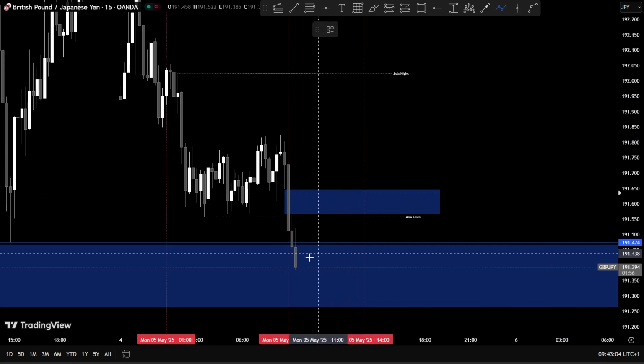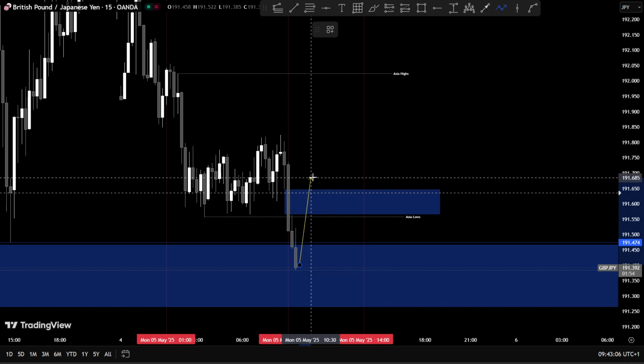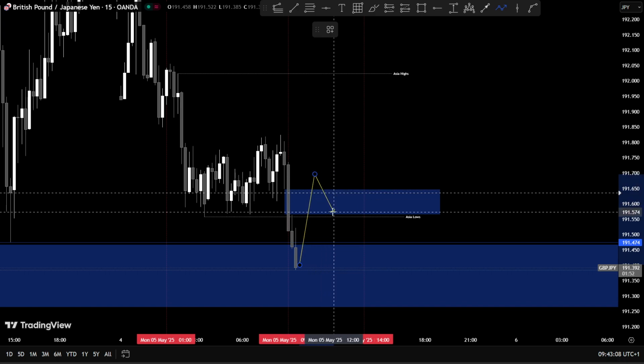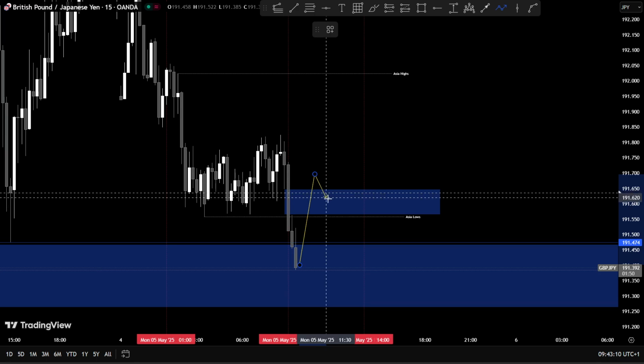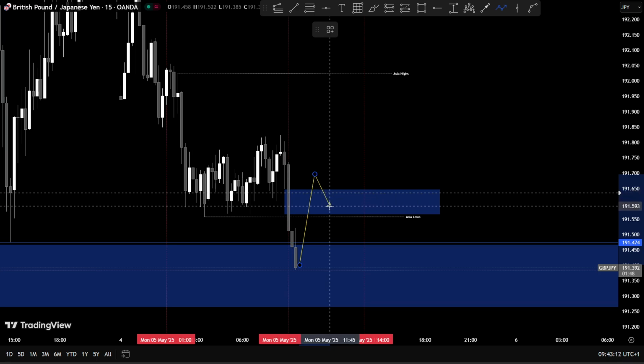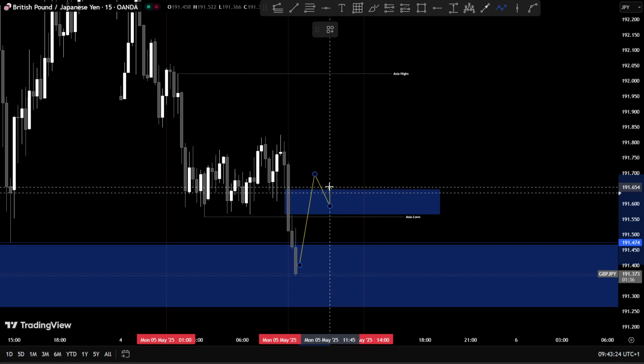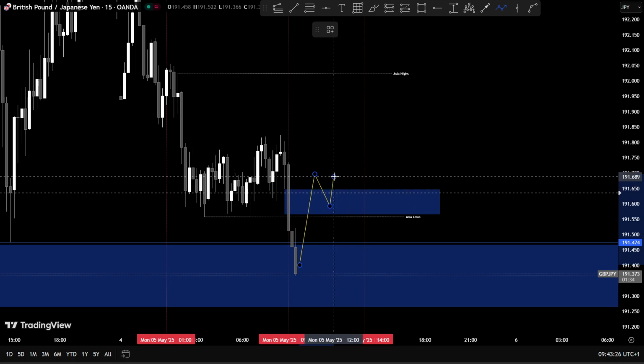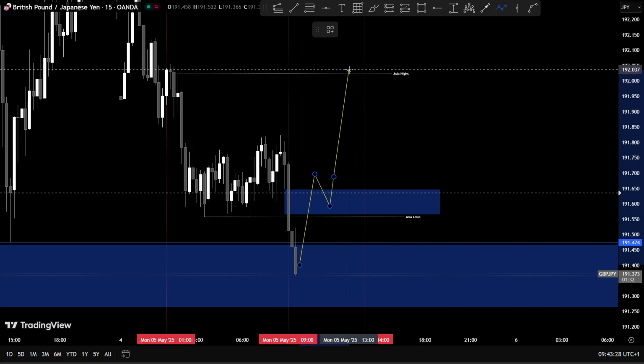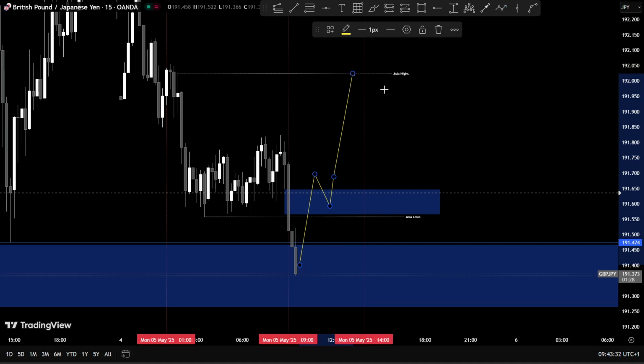Push up, invalidation of this 15-minute bearish fair value gap, retracement into some sort of 5-minute or 15-minute continuation confluences like fair value gap, order block, breaker block, CISD, anything related to that, and a lower time frame break of structure to the upside. That will give me the entry signal, and my main target will be these Asian session highs.